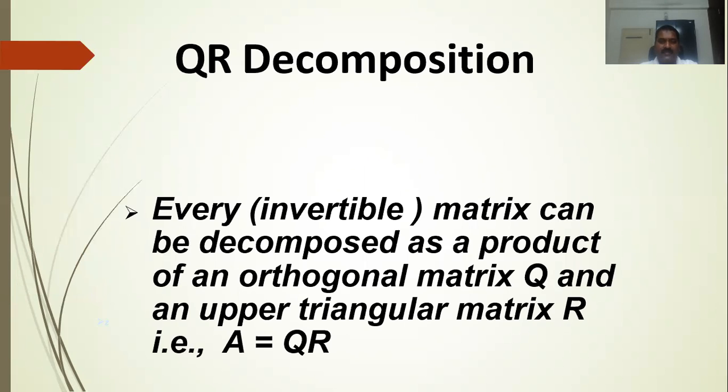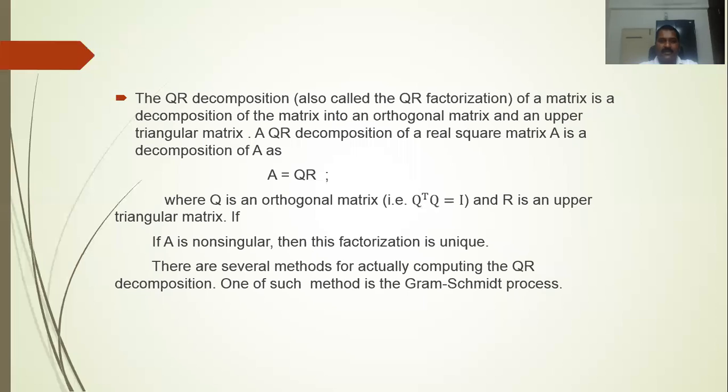Every matrix can be decomposed as a product of an orthogonal matrix Q and an upper triangular matrix R. That is, A can be written as a product of Q and R. Further, if A is invertible, then that decomposition is unique. Else, the decomposition need not be unique. So, the QR decomposition of a matrix is the decomposition of a matrix into an orthogonal matrix and an upper triangular matrix.